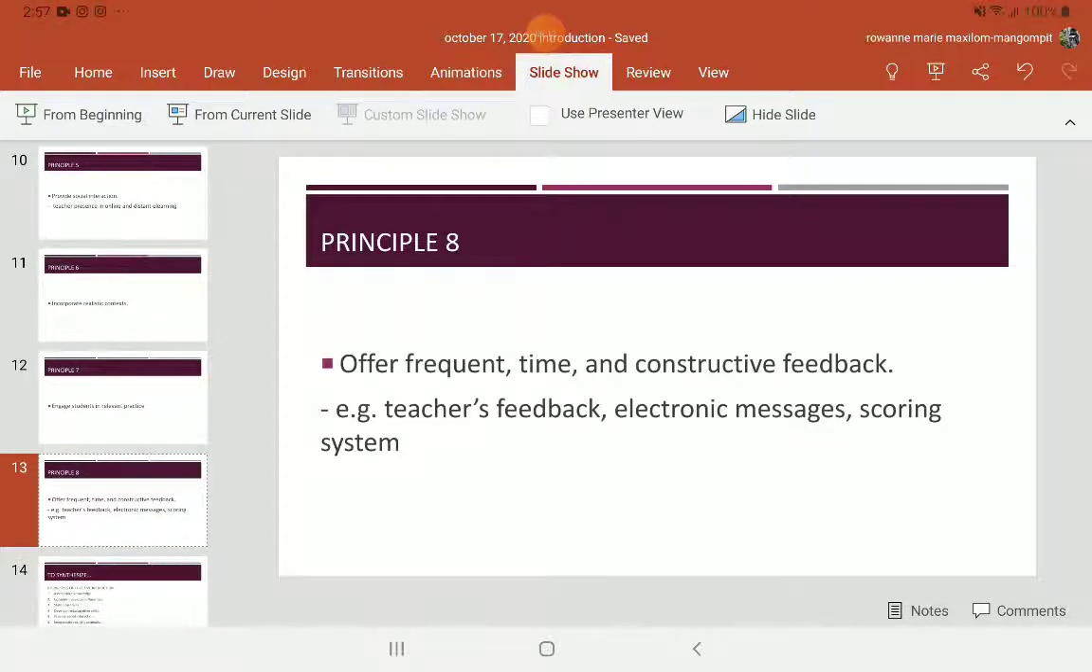And then principle number eight, offer frequent, timely, and constructive feedback. Teachers' feedback, electronic messages. So through email, students can also email or send a message or even a text message. And then the scoring system. So the rubric can also be very transparent. You have to present it or show it in the guidelines perhaps. And then it's also very important to add the due date so that students won't feel anxious.